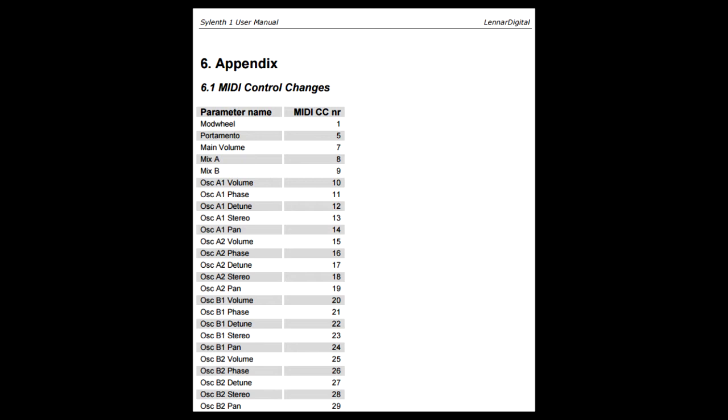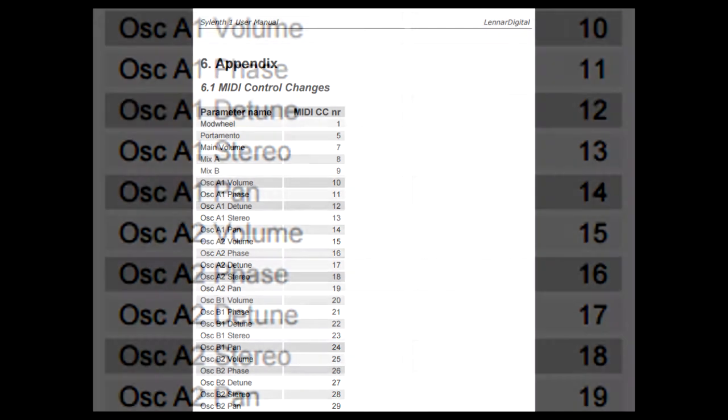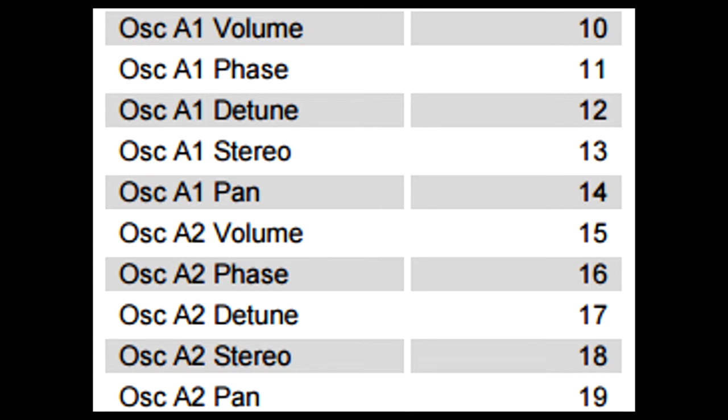Silent, like many plugins and hardware instruments, has a native MIDI implementation. That means that many of its parameters are natively associated with a CC message. You can see part of its implementation in this screenshot here from its user manual. For this example, I want to control the volume, phase, detune, and pan parameters of oscillator A1 and A2.